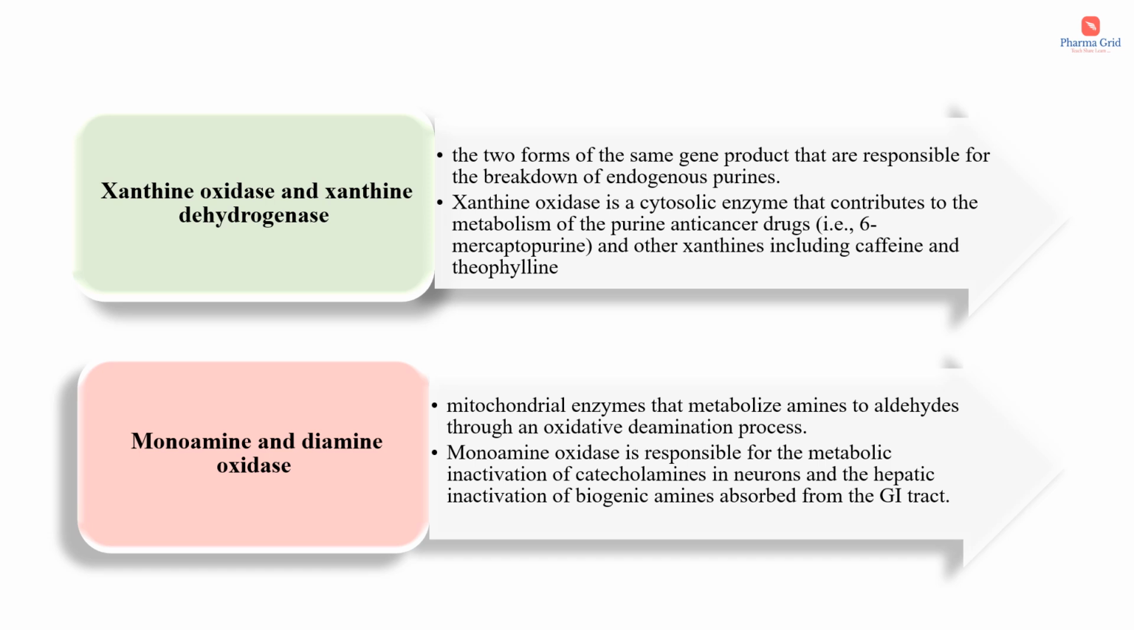These are mitochondrial enzymes that metabolize amines to aldehydes through an oxidative deamination process. Monoamine oxidase is responsible for the metabolic inactivation of catecholamines in neurons and the hepatic inactivation of biogenic amines absorbed from the gastrointestinal tract. Okay, so the xanthine oxidase is responsible for the breakdown of endogenous purines, whereas this monoamine oxidase is responsible for the metabolism of catecholamines.